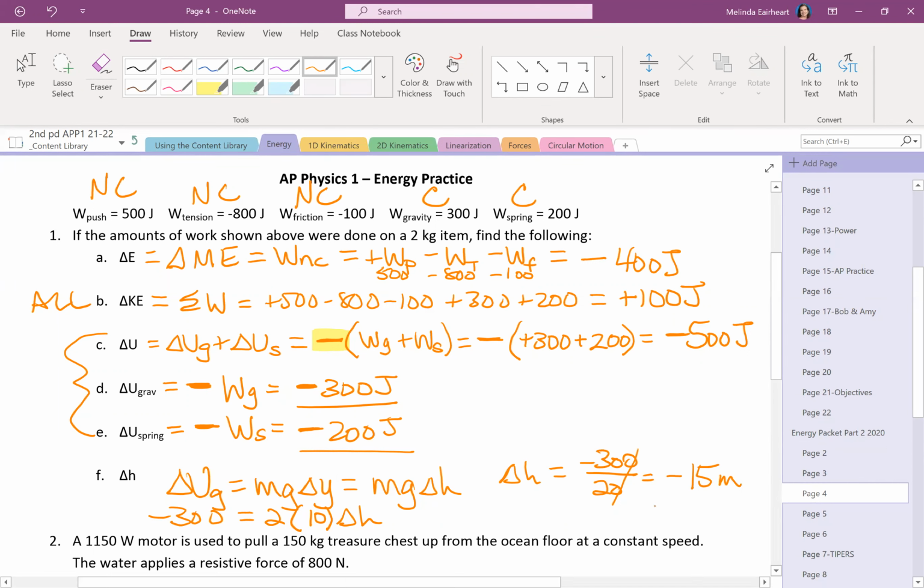So if you get a negative height change, what's happening to your object? It's going down. It's decreasing. It's getting closer to the Earth, right? So your height is decreasing.